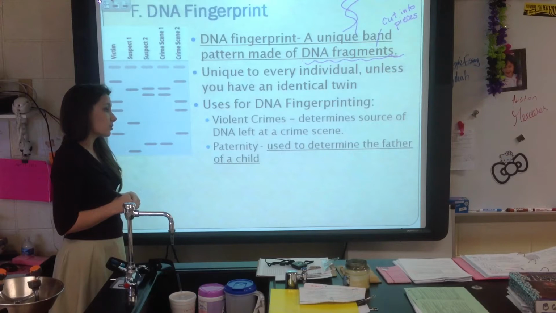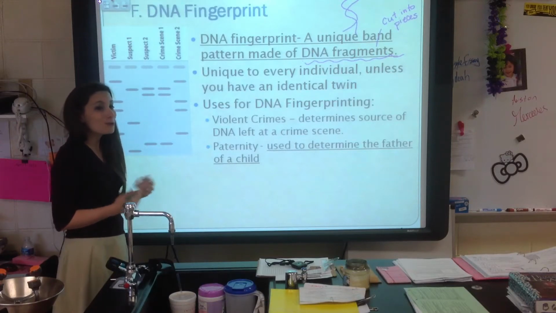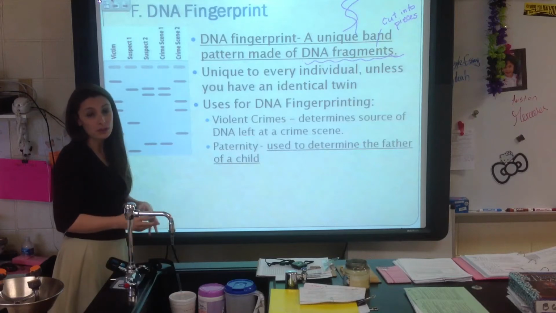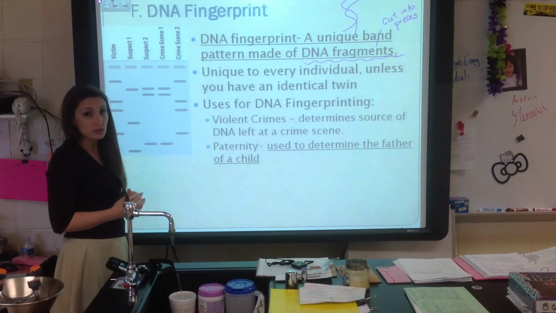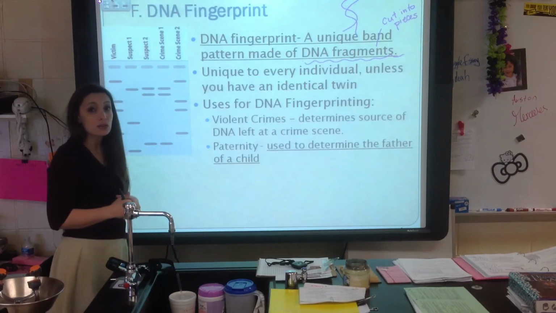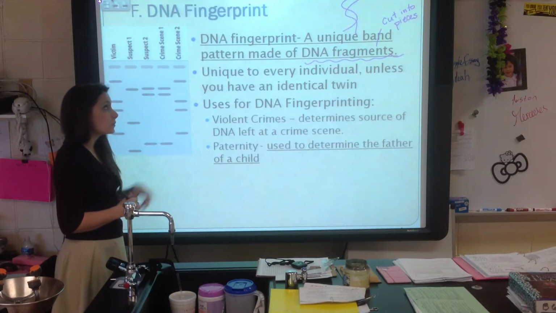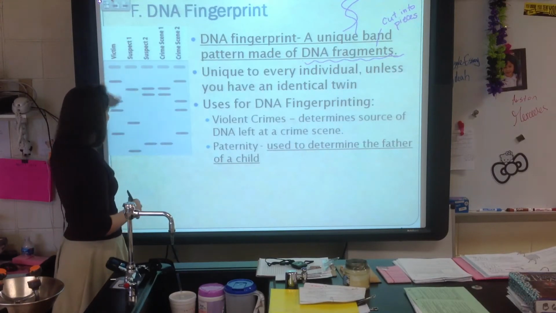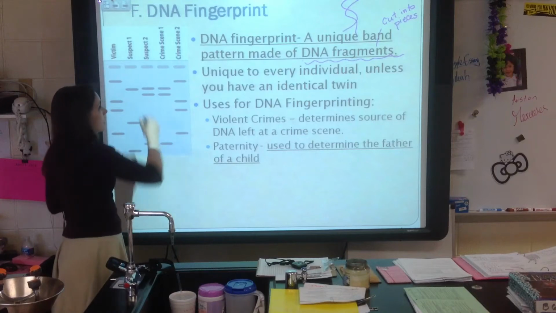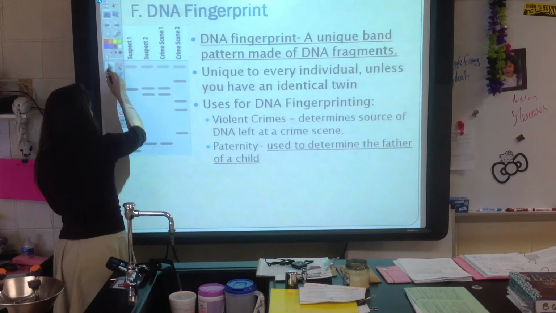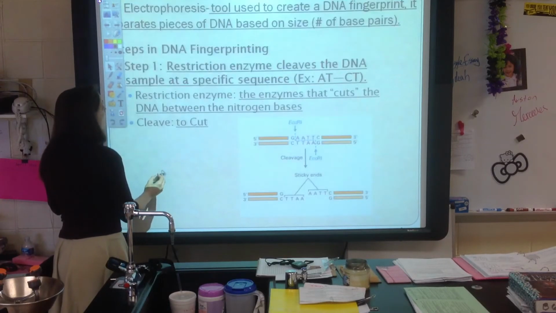Paternity is used to determine the father of a child. Usually we know who the mother is because she physically gave birth to the child. But sometimes if children are separated from their parents, like during a natural disaster, or if they were adopted, sometimes we need to use it to figure out both parents as well. But the big thing to know is that it's made of DNA fragments, of pieces of the DNA. And so we're going to look next at how exactly you make a DNA fingerprint.